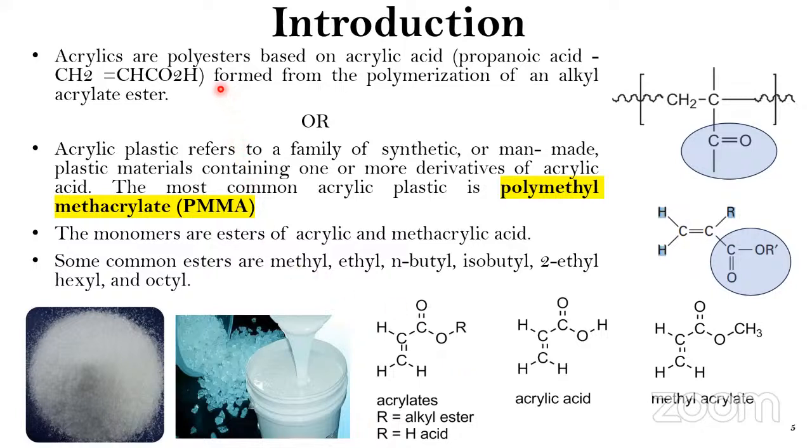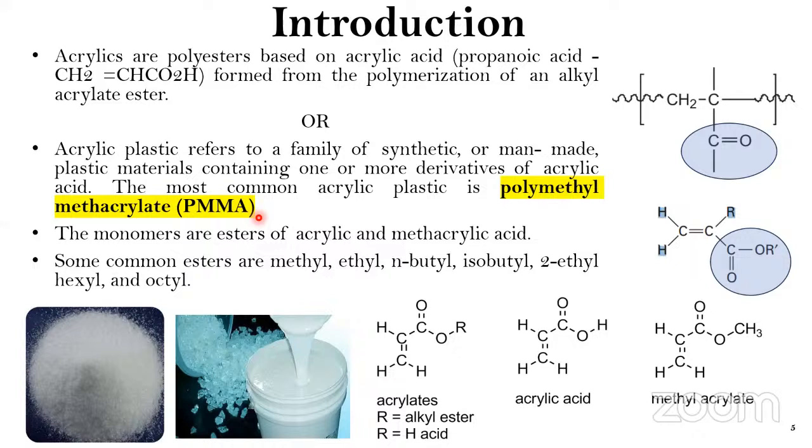So acrylics are polyesters based on acrylic acid or propionic acid, formed from the polymerization of alkyl acrylate esters. Or we can define it in another way: acrylic plastics refer to a family of synthetic or man-made plastic materials containing one or more derivatives of acrylic acid, or similar ones mentioned above, like acrylic esters. The most common acrylic plastic is polymethyl methacrylate, or generally PMMA. Like we discussed before, the number part, one to six in that triangular shape, is the recycle symbol.